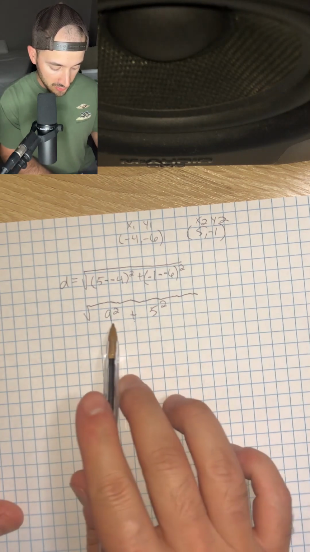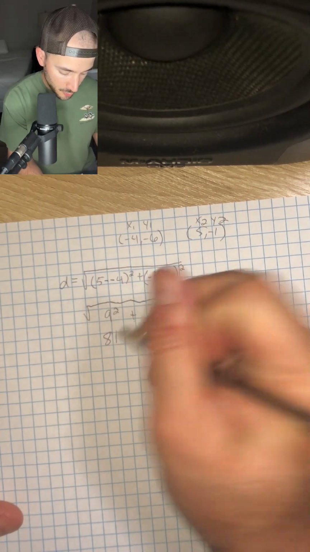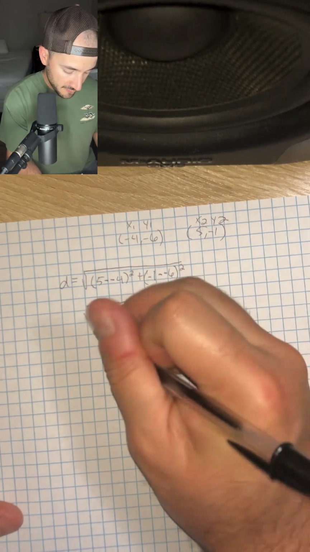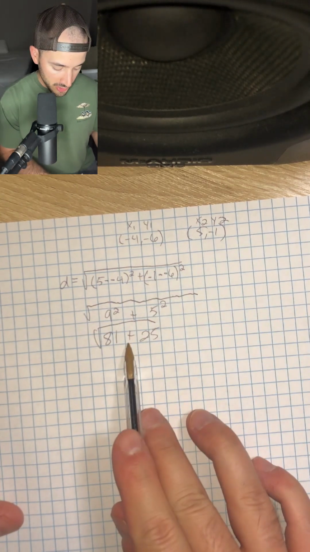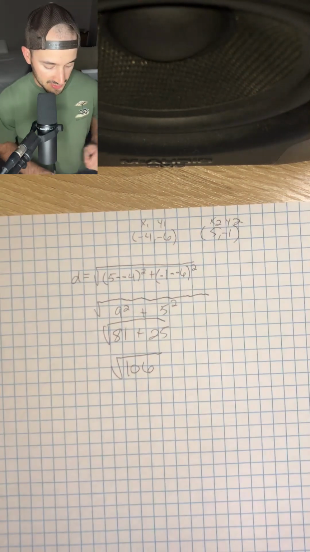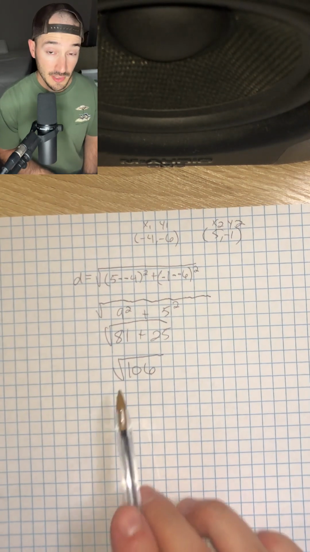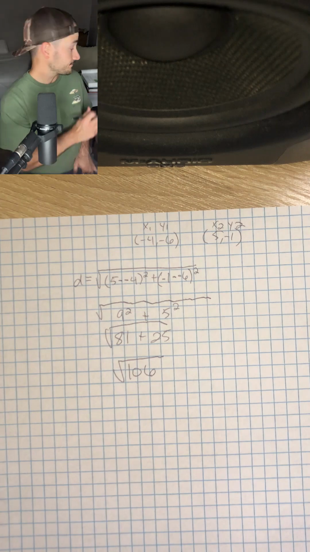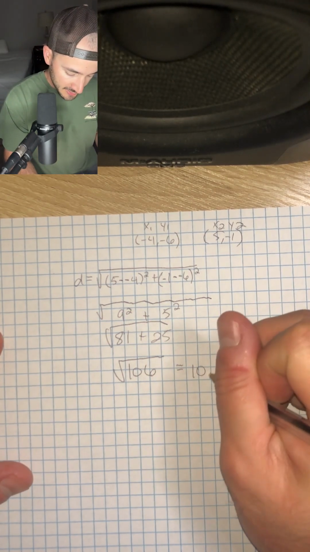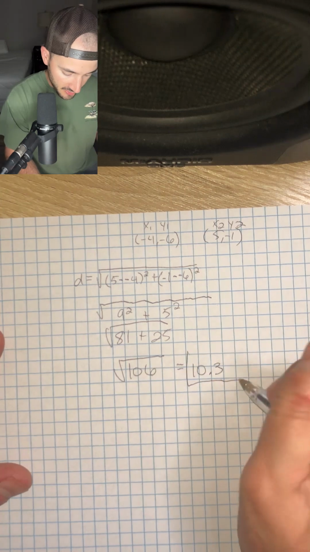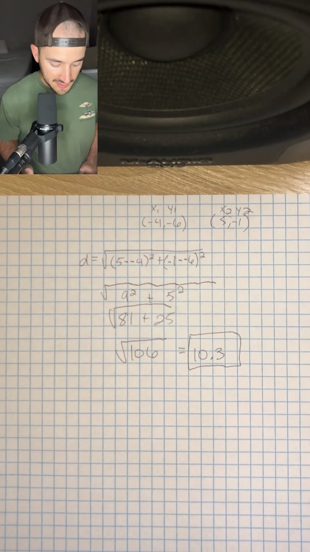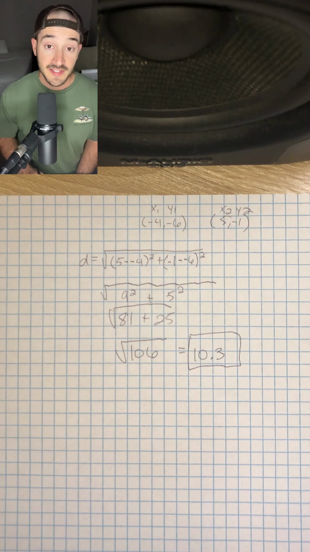Now we can do this. 9 squared is 81, plus 5 squared is 25. Then 81 plus 25 is 106. So the distance is equal to the square root of 106, and the square root of 106 is approximately 10.3. That would be the distance between the 2 points on our graph. And that is all you have to do.